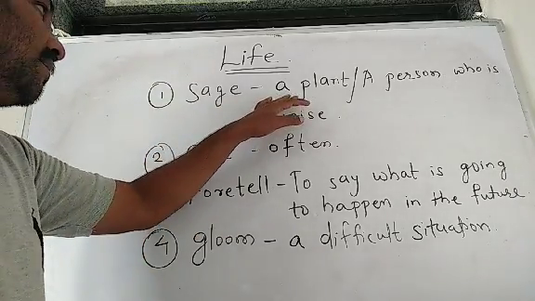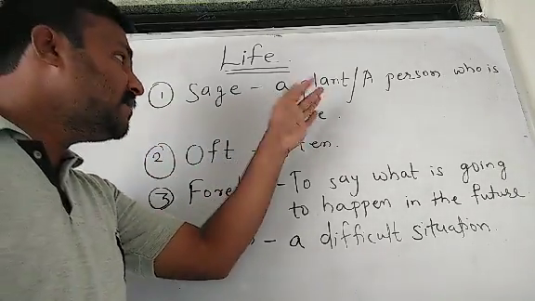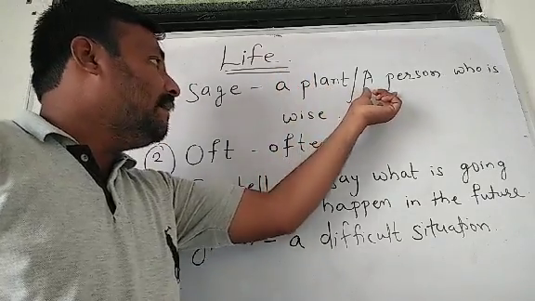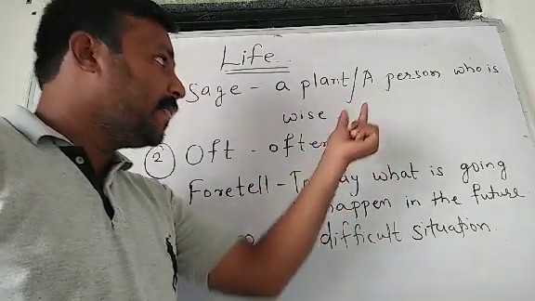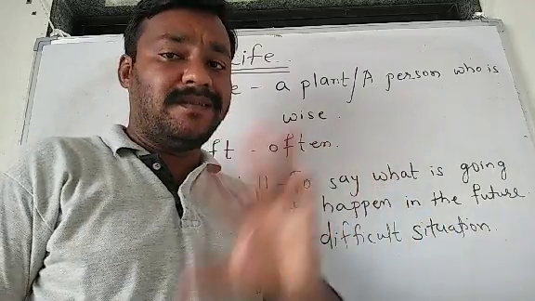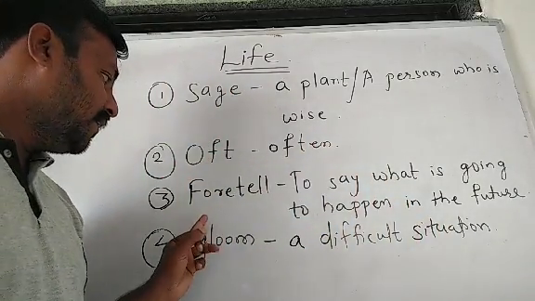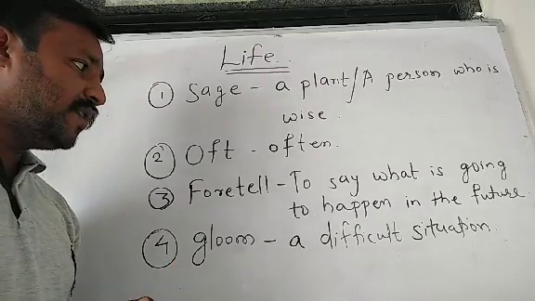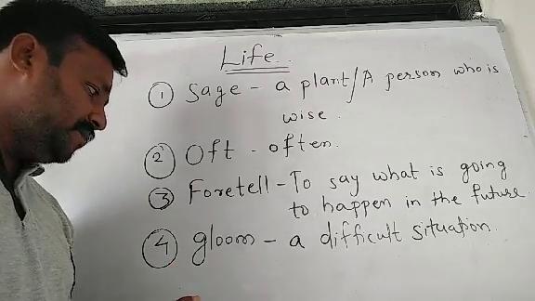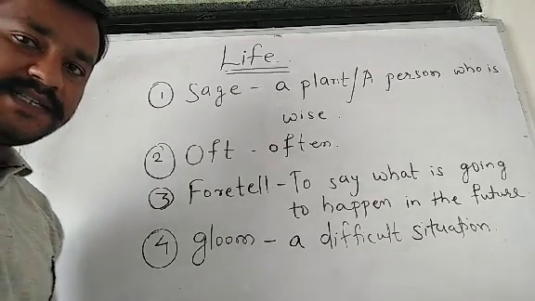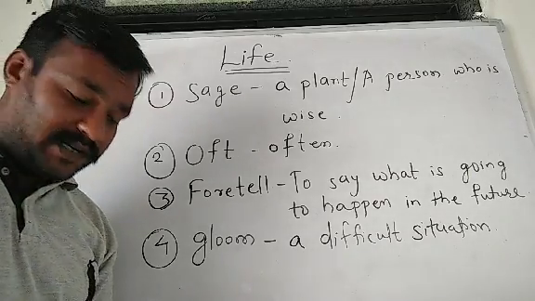Sage, sometimes it is used as a plant, but here for this poem, a person who is wise is called sage. Often, foretell, to say what is going to happen in the future. Gloom, a difficult situation. These four words are there. Write down these four words.